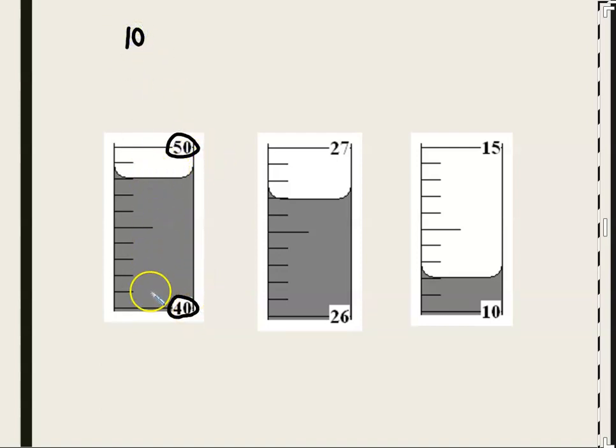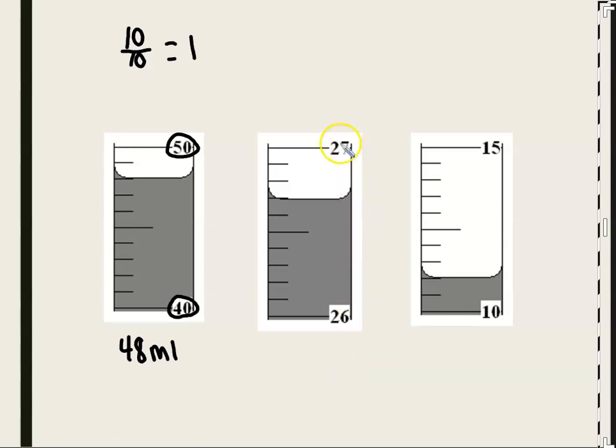Okay, and then you would count your lines. 1, 2, 3, 4, 5, 6, 7, 8, 9, and 10. And so there are 10 lines, and there's 10 spaces between. So each one of those is just 1. And so this one's pretty easy. We know that one is 45. This would be 46, 47, 48. Not just 48, but because this is a graduated cylinder, this would be 48 milliliters.